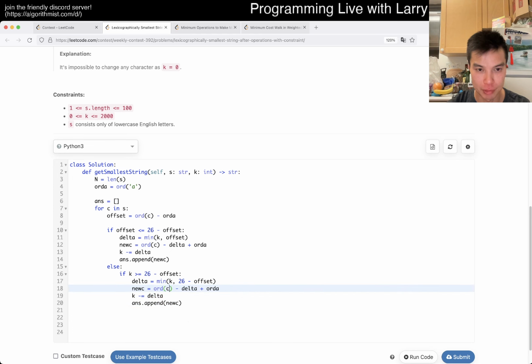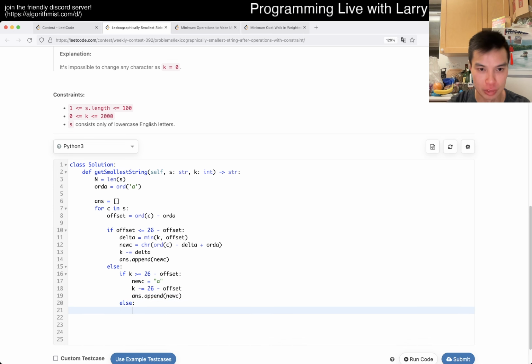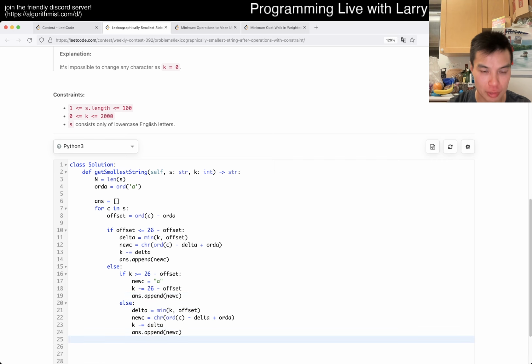This is not right. What we want is, no, this is not right at all. Well, this is right, but the idea is off. Delta is always going to be, the new c is always going to be a. That's what I want. I have to convert this to a char. Else, if it's not enough, then we still just tick this thing. Okay, if k is 0, then this will just go sometimes, and then it'll just be delta 0. Okay, fine.